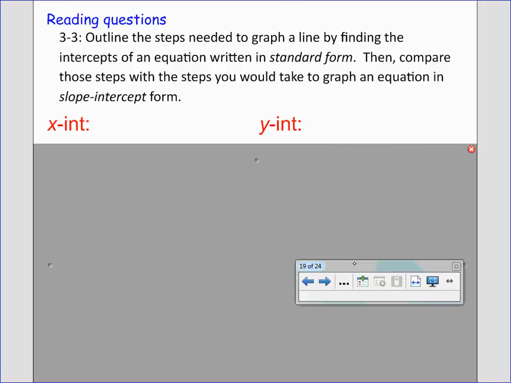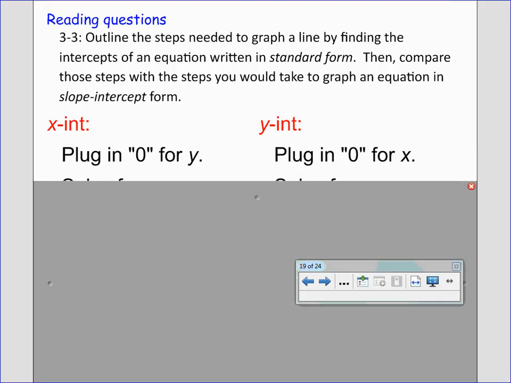And our final reading question, I know some of you asked about that. Outline the steps needed to graph a line by finding the intercepts of an equation written in standard form. Then we'll compare those steps with the steps you would take to graph an equation in slope-intercept form. These are key steps that we'll be using to sketch a quick graph using standard form. That's one of the main uses of standard form: it's easy to sketch a quick graph using x and y intercepts.